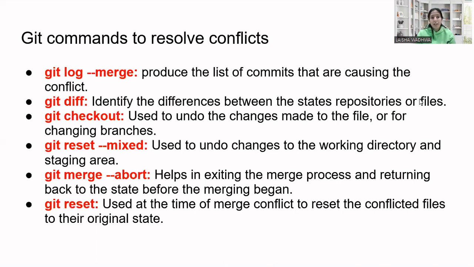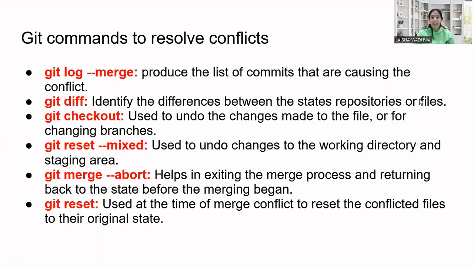So git log --merge is something that gives us a list of commits that are causing the conflict. So we can look at the complete working history of what were the changes that were made on that particular file. Now, git diff is a very important command. Basically, it lets us compare the differences across branches and across different states of repositories. Another important one is git checkout. Git checkout, as we obviously know, is a command that we use to switch to different branches.